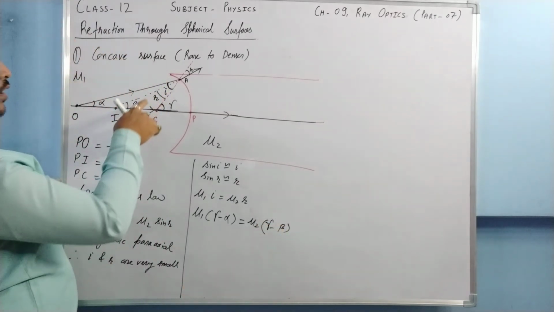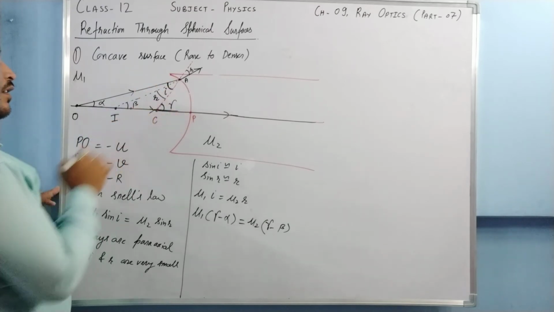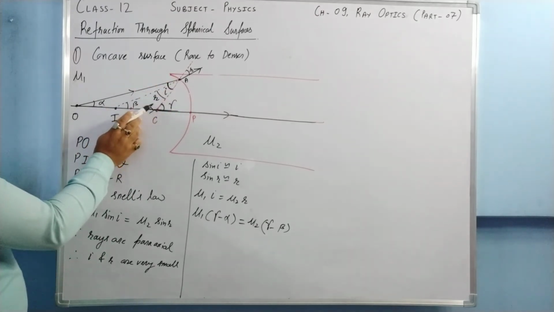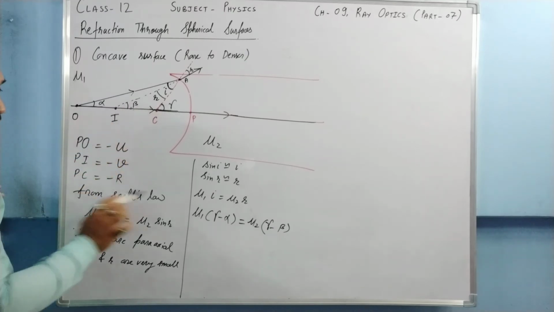Just see, R plus beta in this triangle, they are interior angles. If they are interior angles, then gamma will be equal to R plus beta. So R will be equal to gamma minus beta. I have put that over there.